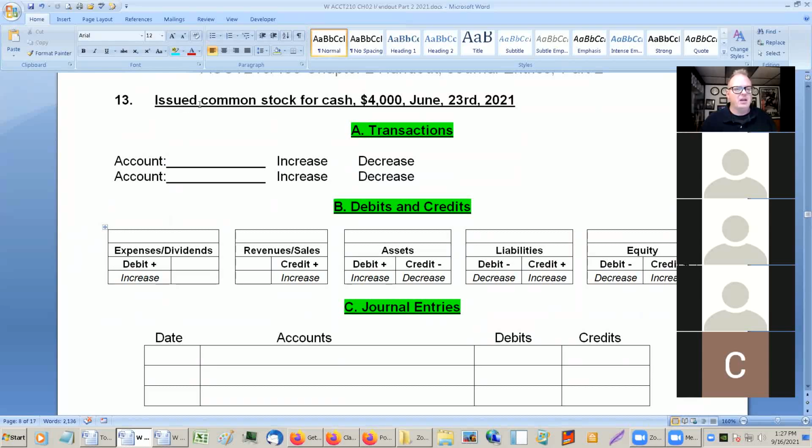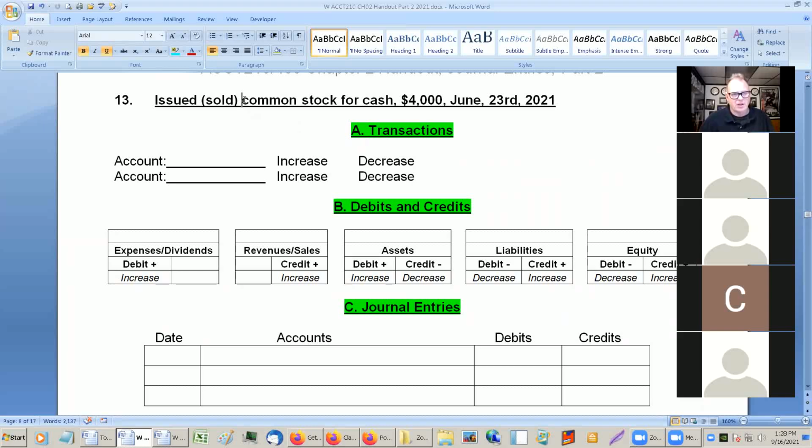Okay. Issued common stock. Now, issued is another word for sold. So we sold part of our ownership in the company. We didn't sell a product. Someone said, hey, I'd like to invest in your company, and we said, okay, we'll sell you some stock, and you agree on a price and how much stock. All right, so the accounts we're going to use are what? Common stock and cash.